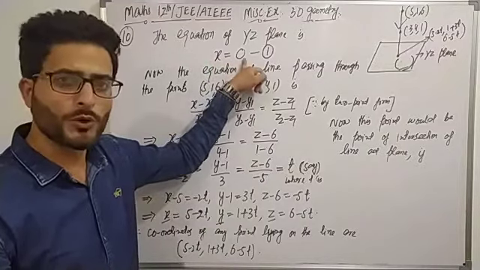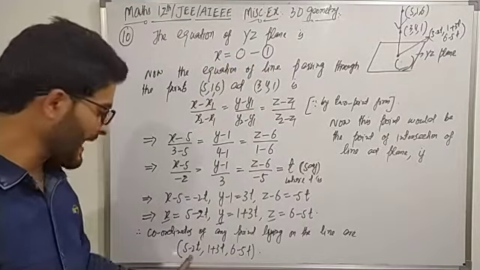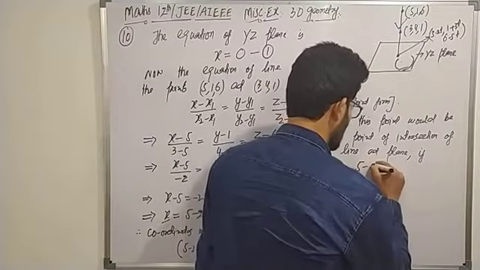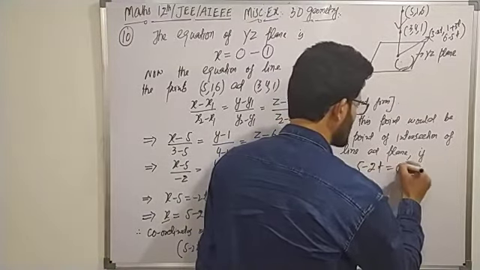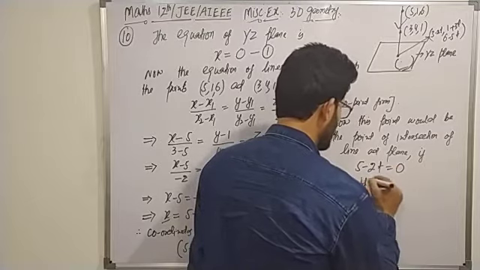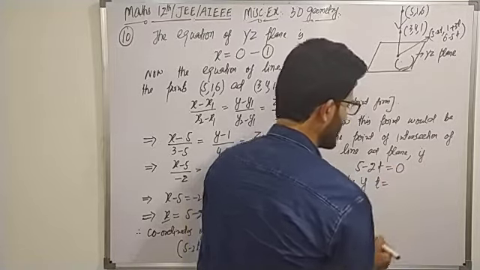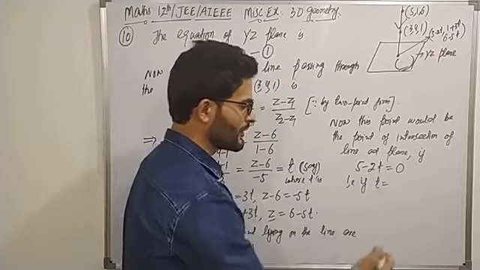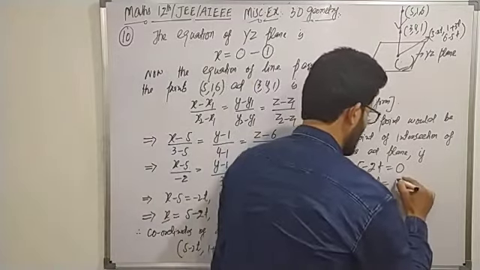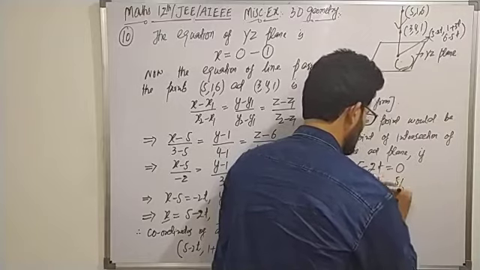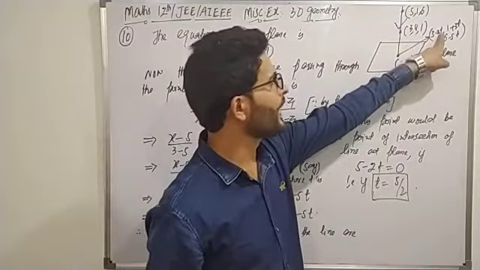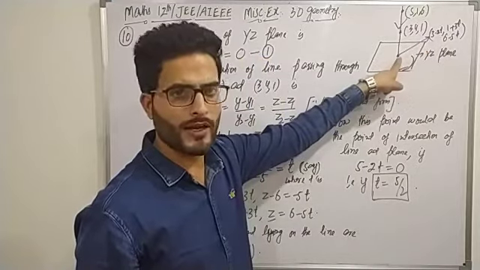x is equal to 0. So what is the value of x here? 5 minus 2t is equal to 0. So if 5 minus 2t is equal to 0, what will be the value of t? Taking 5 to the other side, minus 5, then dividing by minus 2, the value of t will be 5 divided by 2. So if t is 5 by 2, we will get the required coordinates.